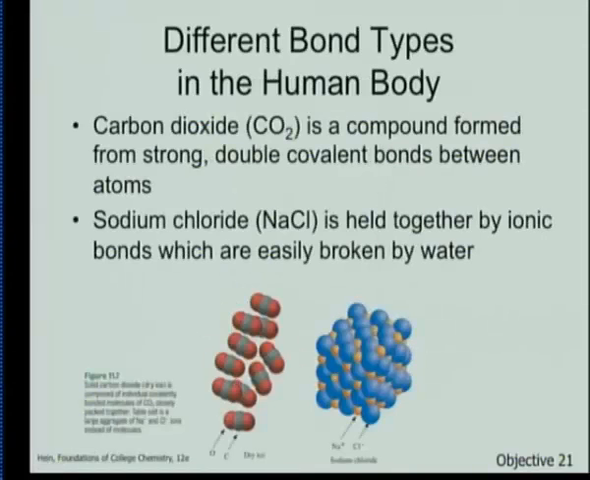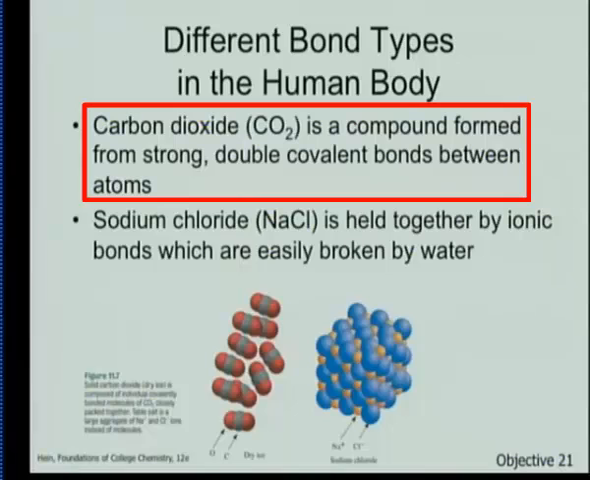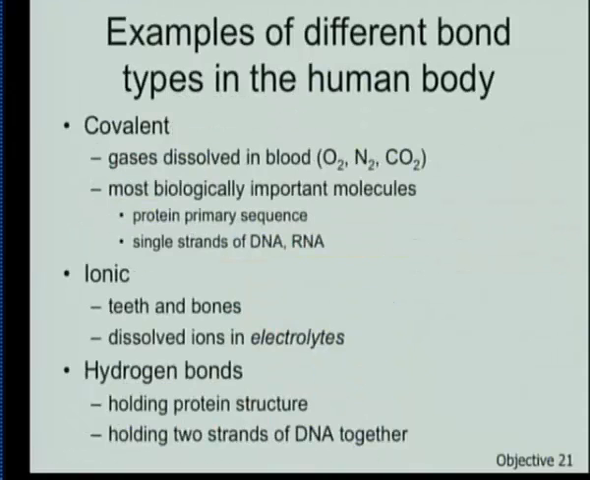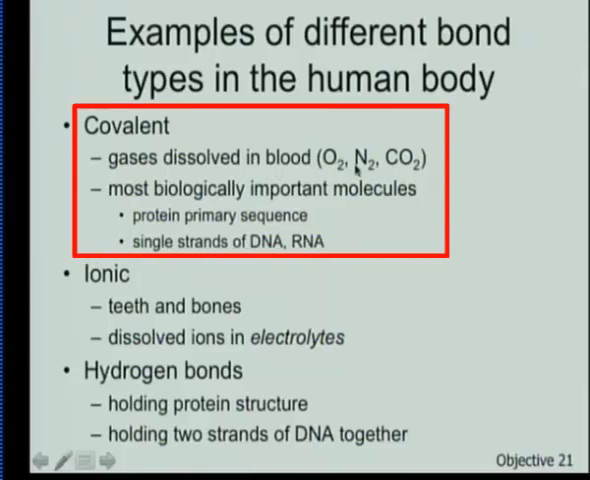And in our body, we utilize these different types of bonds. So carbon dioxide is a compound that has very strong double covalent bonds. Sodium chloride has weaker ionic bonds that we can break apart with water. Some of the other examples are gases that are dissolved in our blood, our covalent bonds, because we actually carry oxygen in our body as an oxygen molecule, not as an oxygen atom. So we carry it on our protein in our red cells that carries oxygen for us. You know it as hemoglobin. We carry it as an oxygen molecule, so as O2. We also have nitrogen as a nitrogen molecule and CO2 as a molecule.